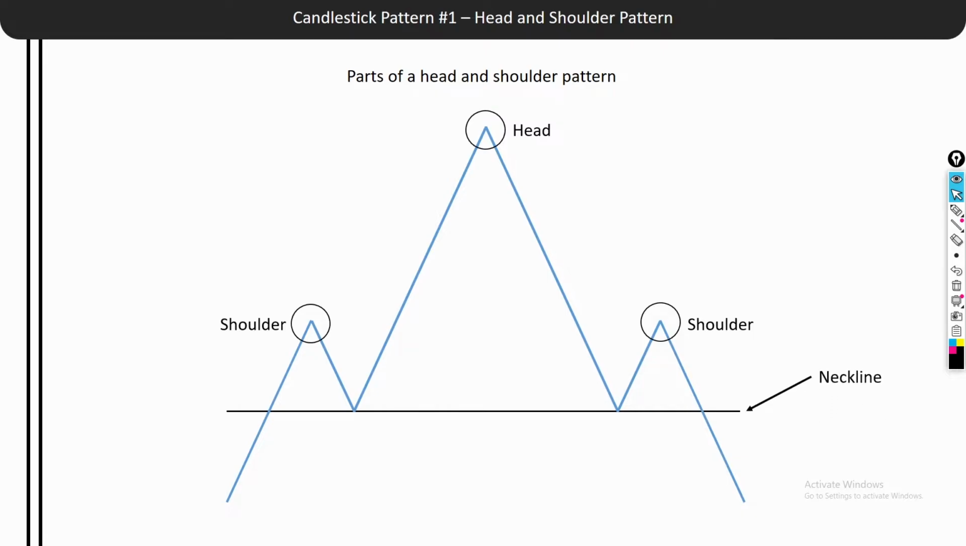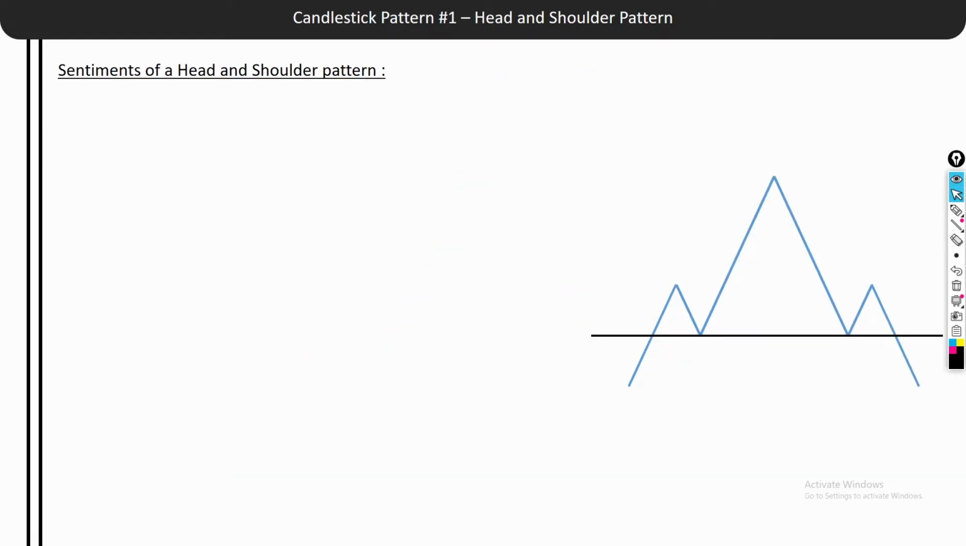And lastly, the neckline. This is the deciding territory from which it is decided whether the buyers can again push the price back to the top, or the sellers have taken control of the price and they are trying to move it further down. Now let's talk about the sentiments of the head and shoulder pattern and how it works.